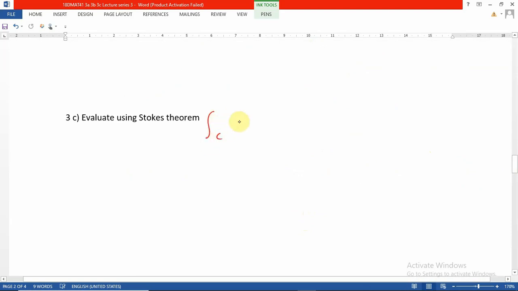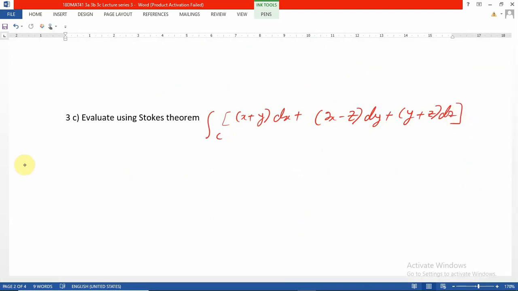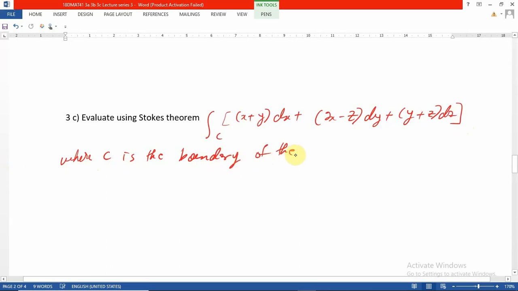So the integration over C of (x plus y) dx plus (2x minus z) dy plus (y plus z) dz, where you can see they have told C is the boundary. Yes, friends, without wasting your time, quickly simplify the problem, substitute the values and get the answer. So you should be very fast, students.